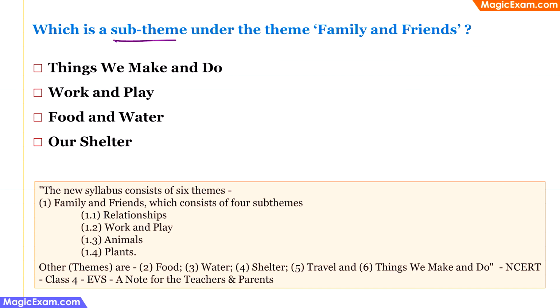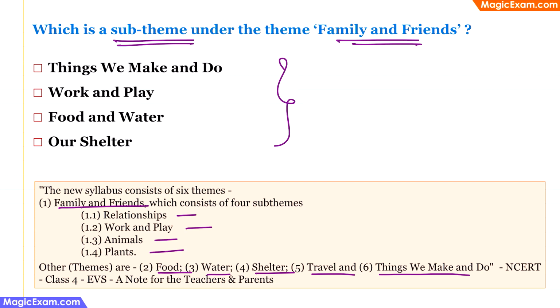Which is a sub-theme under the theme family and friends? So when we look at EVS, there are a set of themes. There are 6 themes and there are 4 sub-themes under the first theme. So now we are asked to identify which of these is a sub-theme. Now the themes are family and friends, then food, then water, shelter, travel, and things we make and do. And the sub-themes are relationships, work and play, animals and plants. Now when we look at the answer choices, work and play is actually a sub-theme under the theme family and friends. Therefore, this is the answer here.